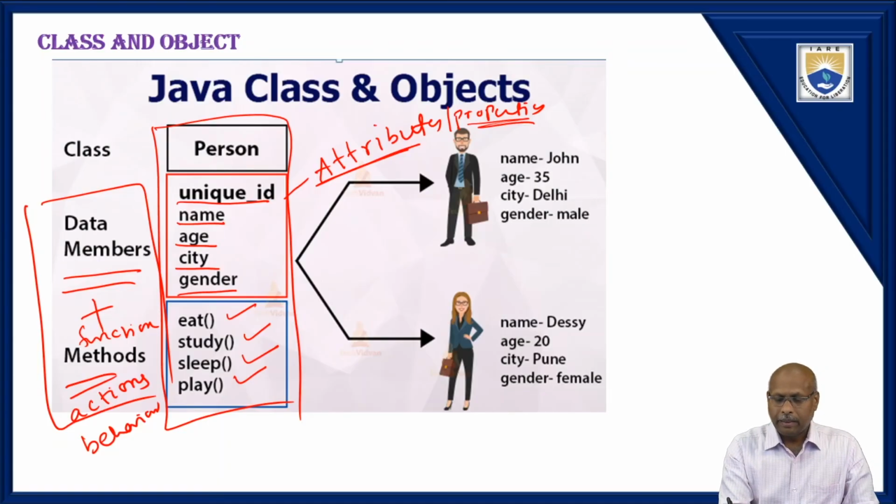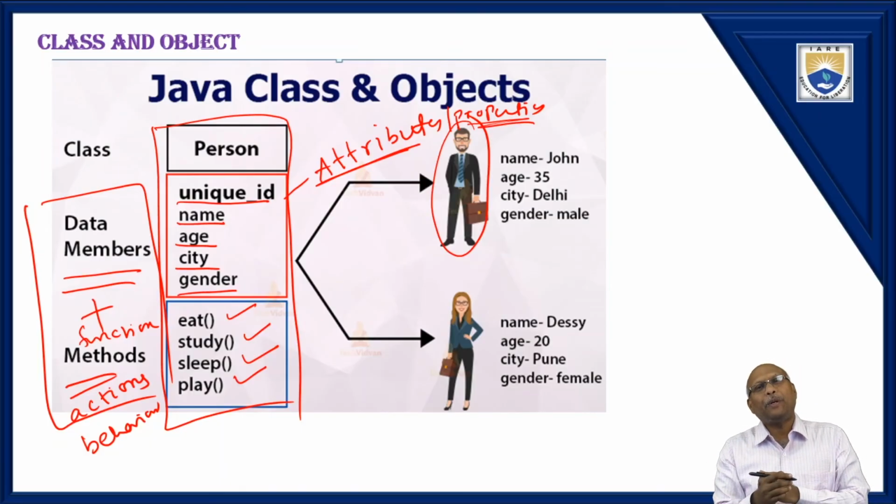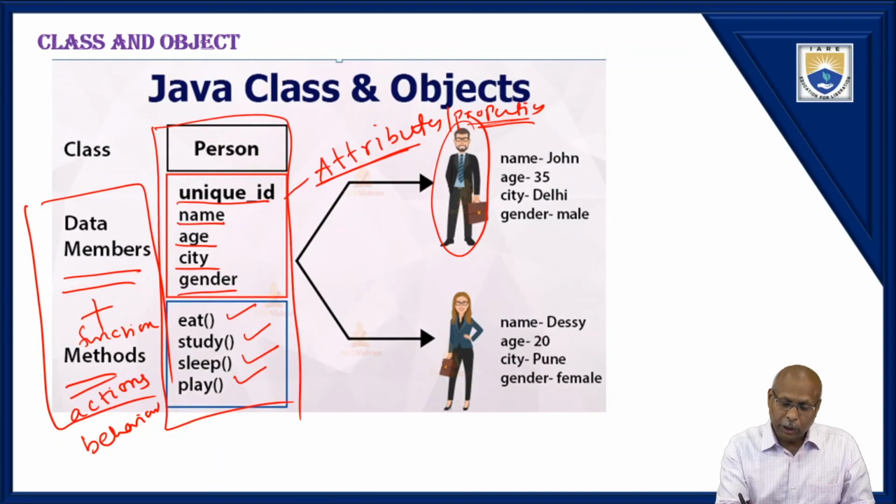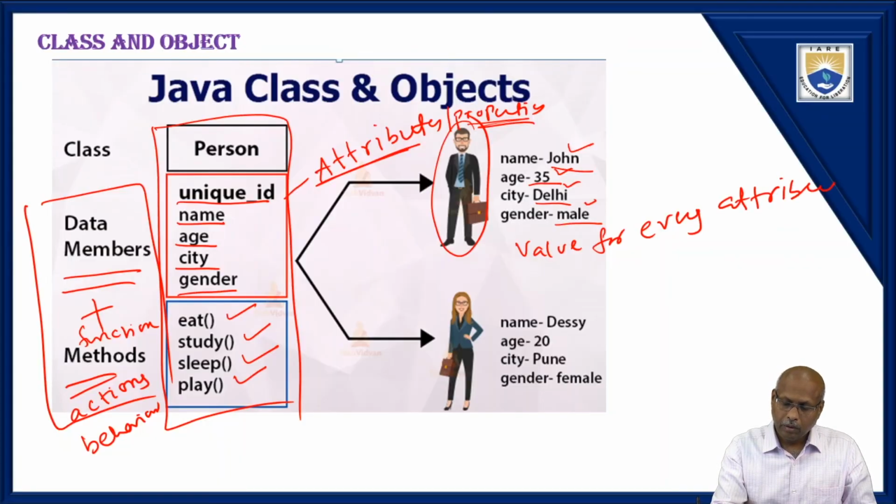An example of a person: he is a person you can now see. When I say only person, you cannot imagine who the person is. But when I show this picture, he is a person whose name is Johan, whose age is 35, whose city is Delhi, whose gender is male. So now, they are the values of the attributes. In an object, there is a value for every attribute. These attributes may change with the help of these methods or functions.